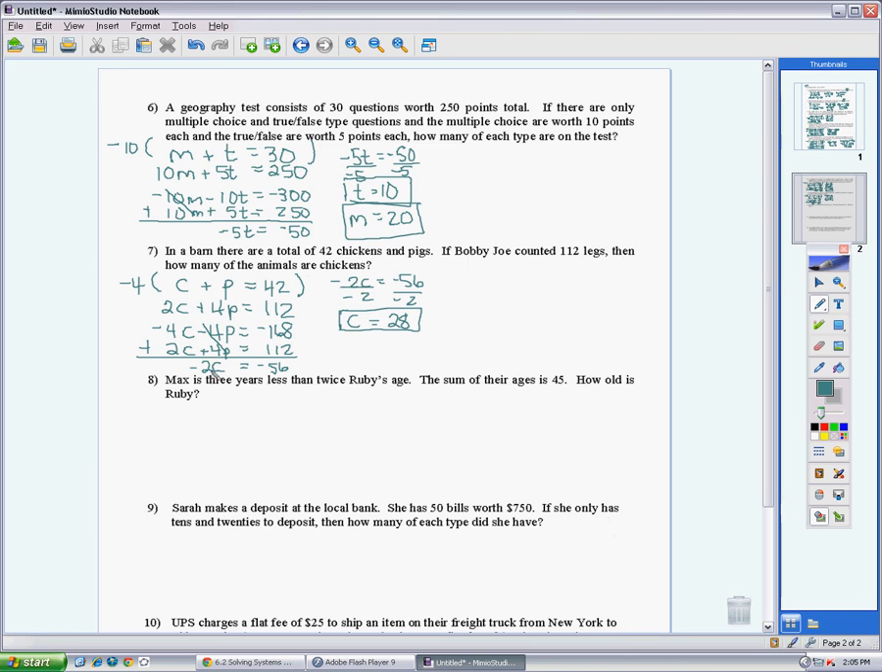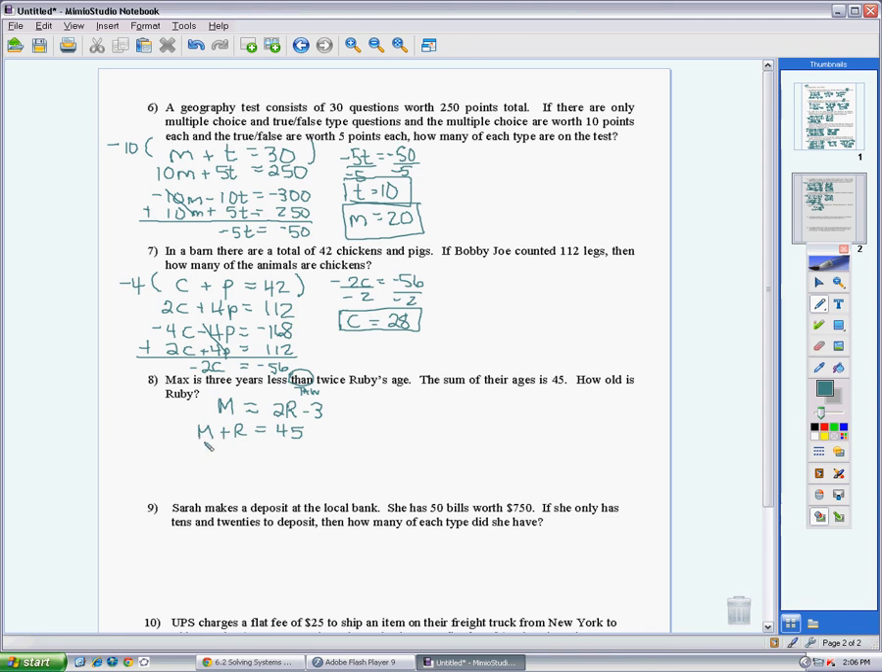Number 8. Max is 3 years less than twice Ruby's age. The sum of their ages is 45. How old is Ruby? Okay, well, Max is, and we have a turnaround word, twice Ruby's age, 2R, less 3 years, so I'm going to subtract 3, and the sum of their ages, so Max and Ruby add up to 45. And we want to find out how old Ruby is.